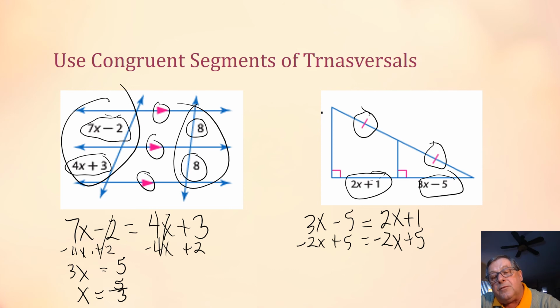And so let's see, 3x minus 2x is going to give me x, because the 5's cancel and the 2x's cancel. And 1 plus 5 equals 6. And so therefore, x is equal to 6, using congruent segments of transversals. Enjoy yourself.